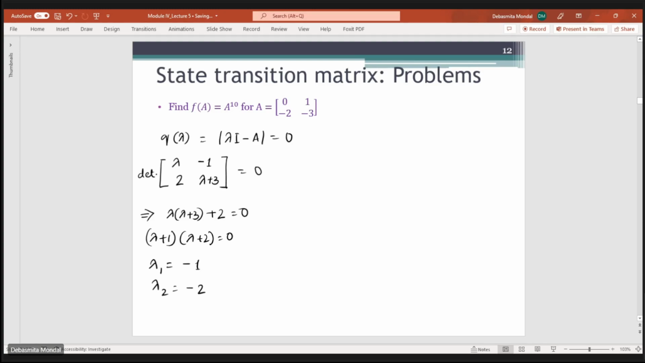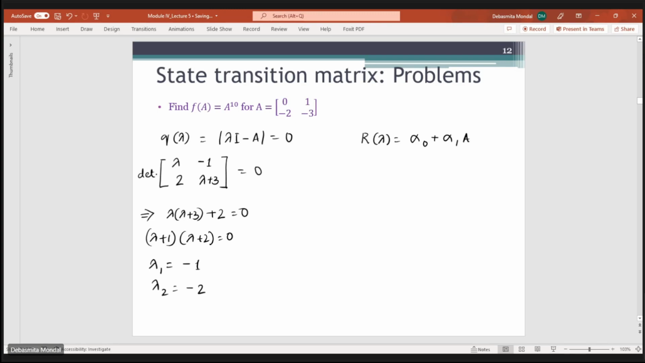Okay, so now we will have two simultaneous equations and we can find out the value of alpha 0 and alpha 1. Since the order of this matrix A is 2, you can write that R of lambda will be equal to alpha 0 plus alpha 1 into A. The higher order terms will not be there because this is a second order equation.